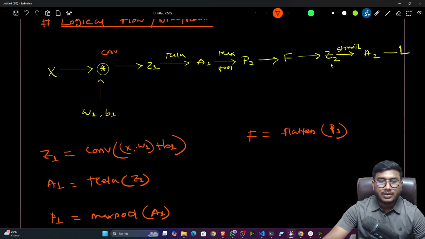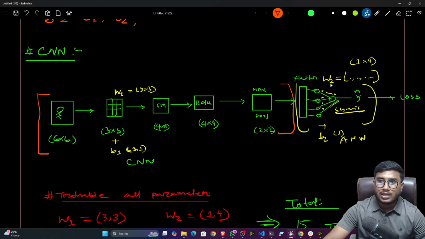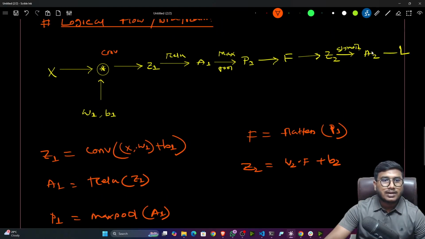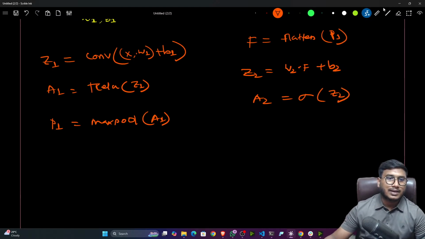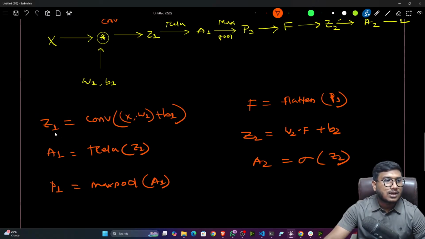Now how is Z2 coming? In Z2 you have the weight called W2. You are multiplying W2 with F, the flatten, then adding the bias B2. So Z2 is equal to W2 multiplied by F plus B2. Then A2 you are getting by applying sigmoid on top of Z2. So A2 is equal to sigmoid of Z2. That's how we are getting all the parameters. Now I think you understood how these parameters are calculated.